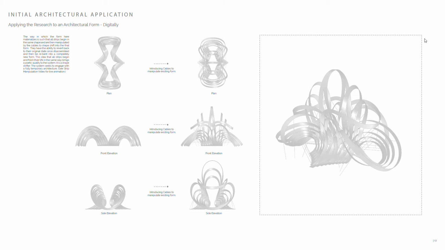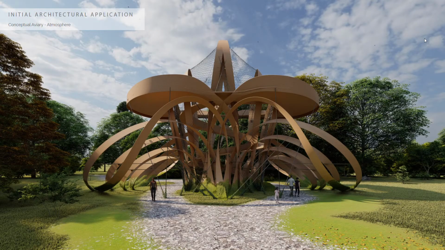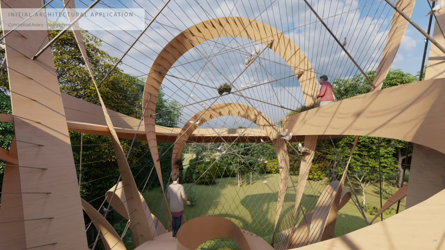The system seeks to engage with a fully temporary architecture. A large scale can be created with careful use of the original materials. The structure can be assembled on site using glulam timber strips bent into shape with steel rods. This temporary structure demonstrates the system as a piece of emotive architecture, an elegant flow of timber strips, a theatrical celebration of the potential of timber.